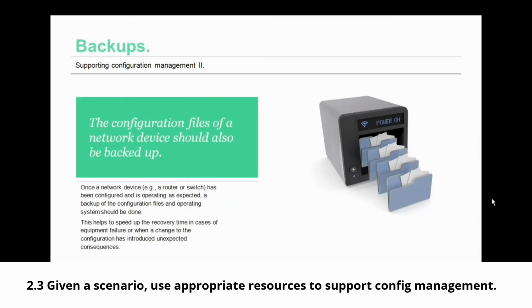Something else that needs to be backed up are your configuration files of network devices. Once a network device has been configured and it's operating as expected, a backup of the configuration files and operating system should be done. This helps to speed up the recovery time in cases of equipment failure or when a change to the configuration has introduced unexpected consequences. Having the configuration file backups on hand means that you don't need to manually input it to recover in these situations.